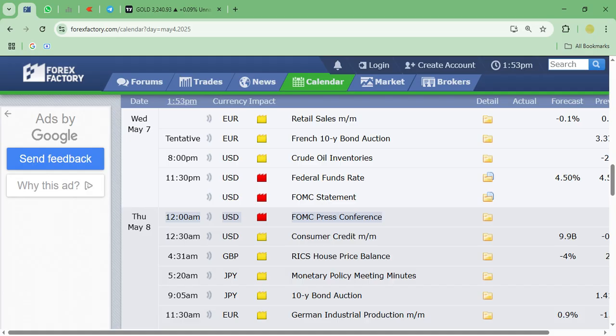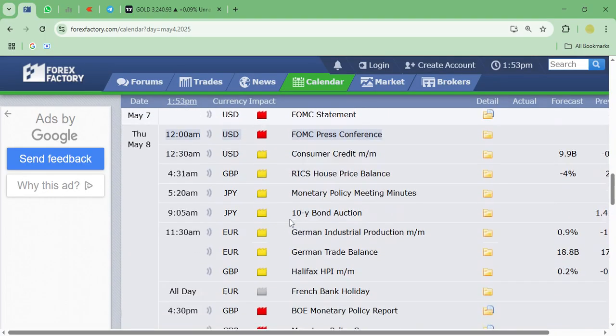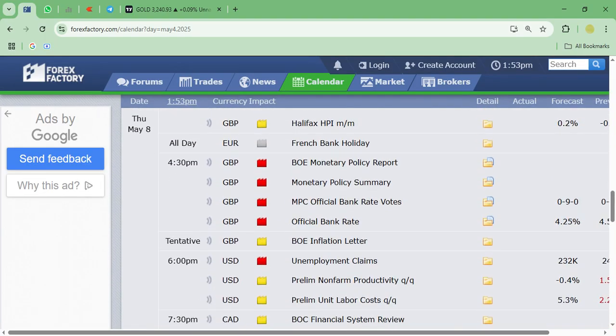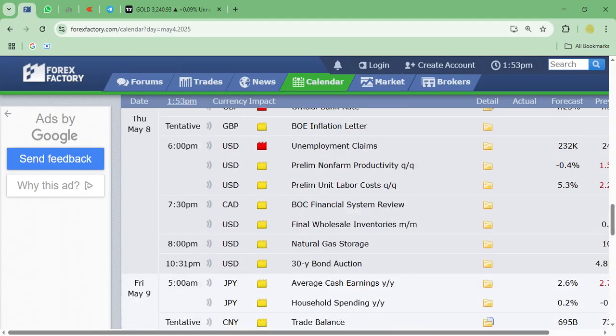So I'll suggest that at the time of FOMC, these are very important data, you need to stay away from the market. Now on 8th of May, again we have very strong GBP data, that is the official bank rate, monetary policies, and monetary reports. So I will suggest you stay away from GBP pairs in the morning.